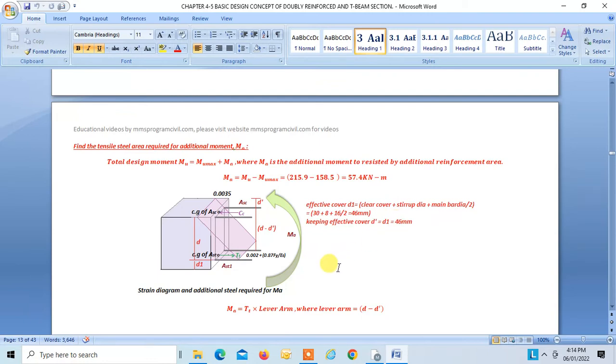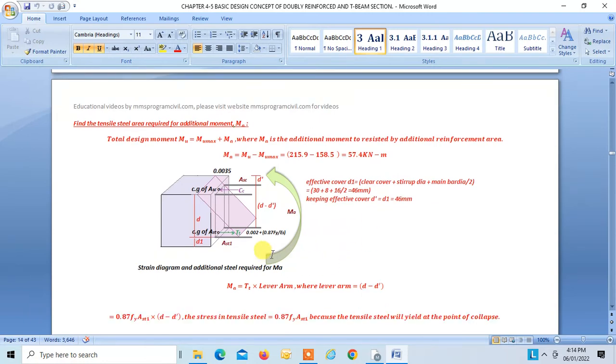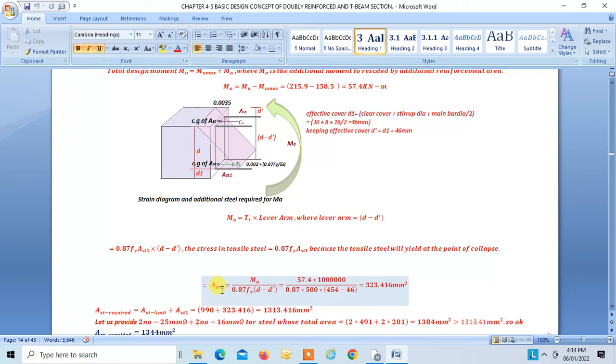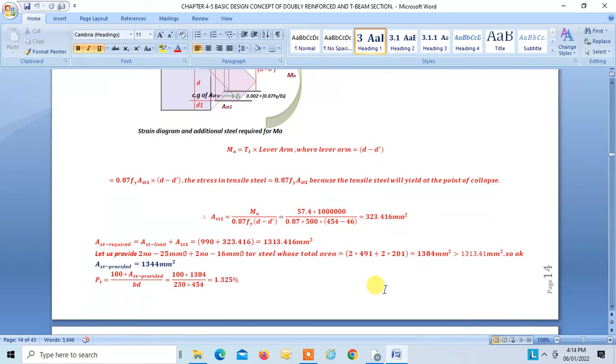Now we can find MA is equal to TT into this lever arm. Lever arm is D minus D dash. Now TT we know it is 0.8785 AST1. This is the lever arm. So you can find AST1 is equal to MA divided by stress in steel into lever arm. So this is equal to 323.416. So our AST required is AST limit plus AST1, that is equal to 1313 mm square.